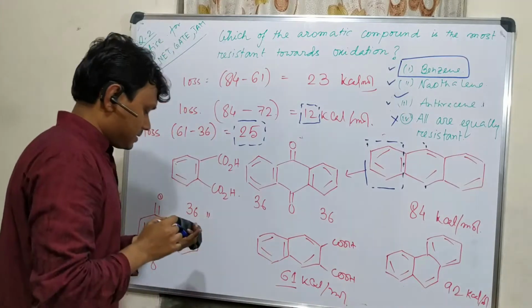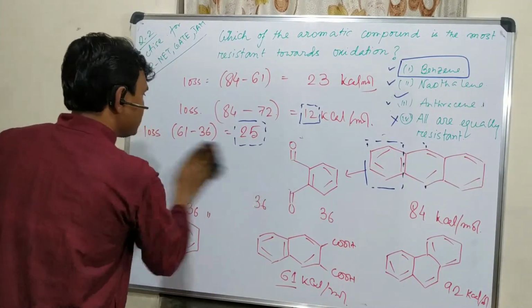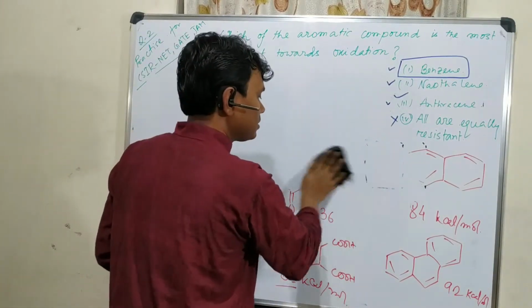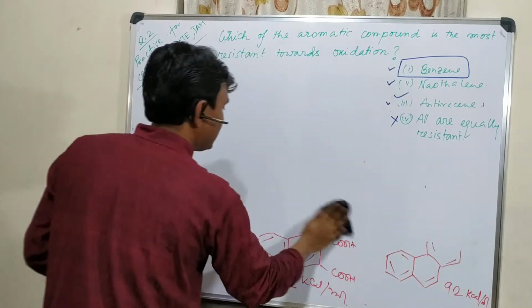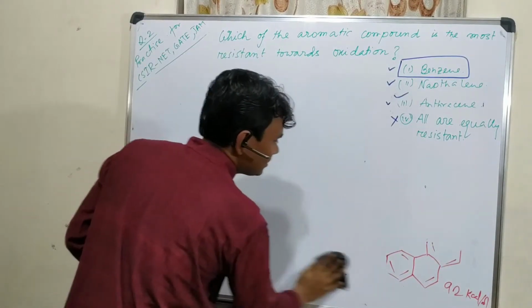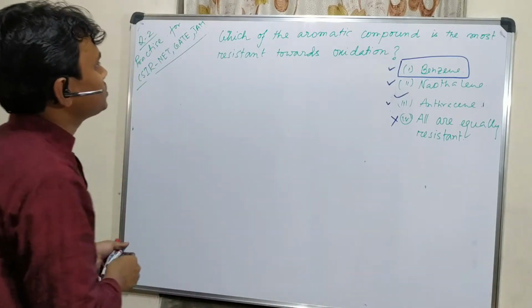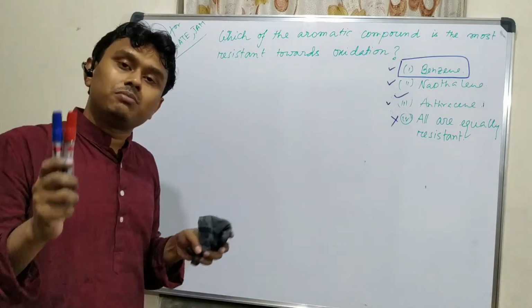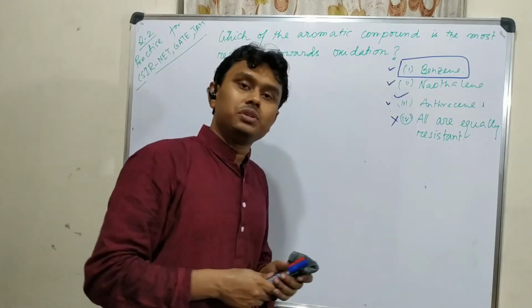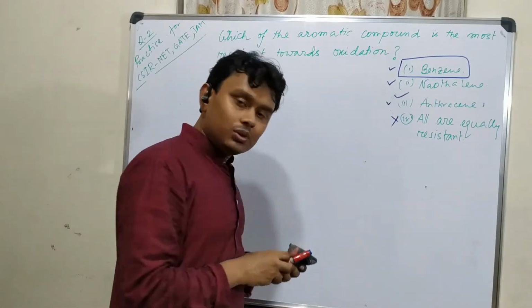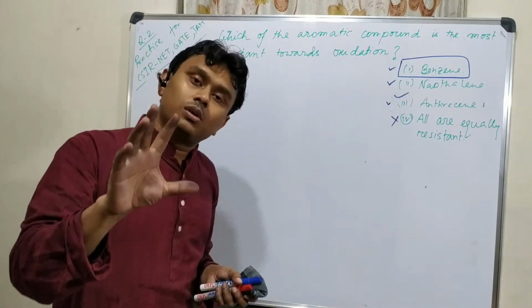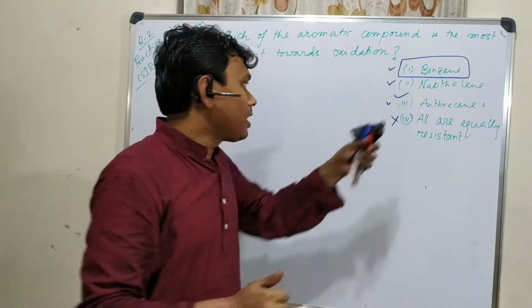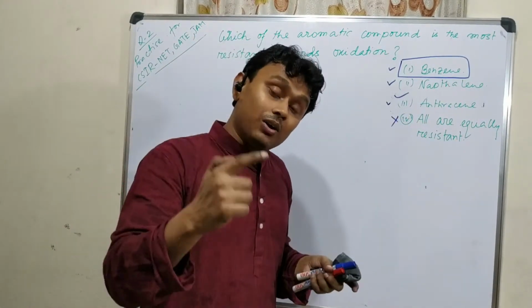Okay, so this is the end of the main answer discussion about this question. Now I will explain the trick to solve this question within 1 minute. When you have this question, which aromatic compound is most resistant to oxidation, first you need to remember the values, and you need to know the structure. Benzene is one aromatic ring, so on oxidation the total RE is gone. In naphthalene, 2 rings, 1 gone, so 1 is there. And in anthracene, 1 gone but 2 remaining.